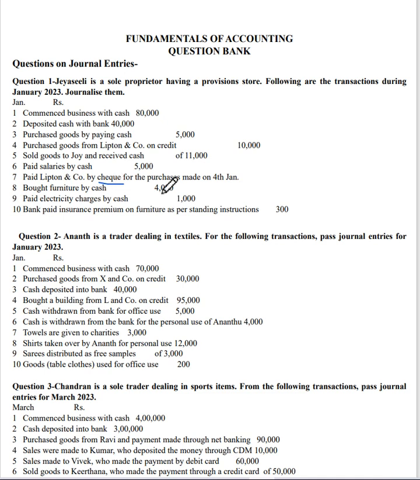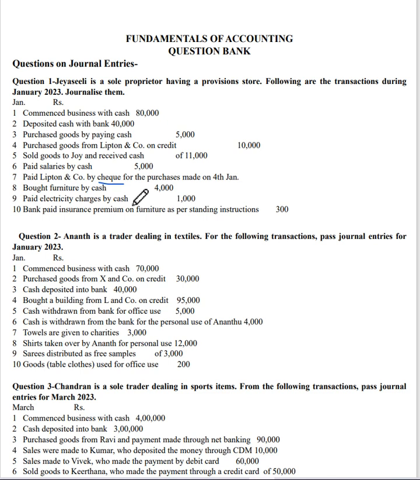Next, bought furniture by cash. Here furniture has been purchased directly, which means your asset is increasing and your cash in hand is decreasing. Next, paid electricity charges by cash.